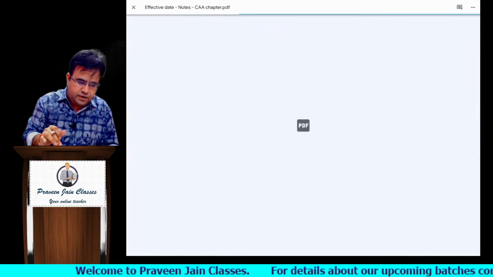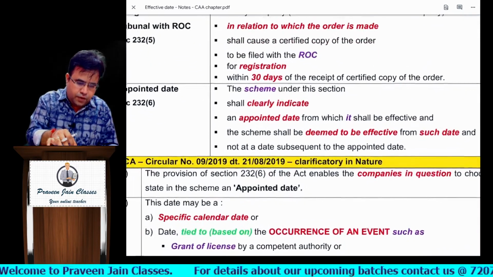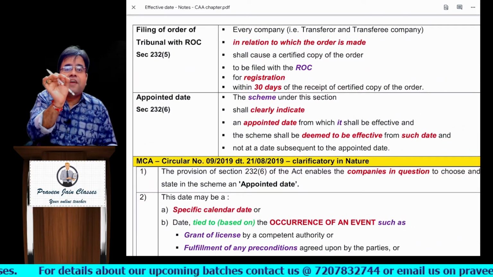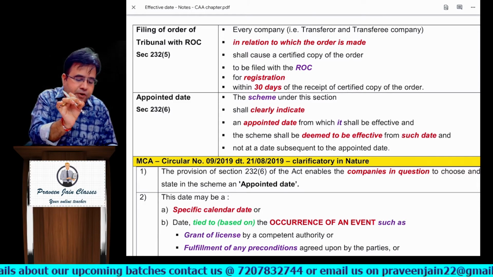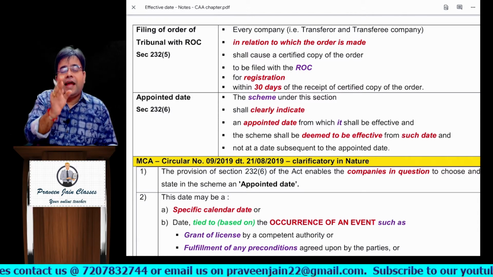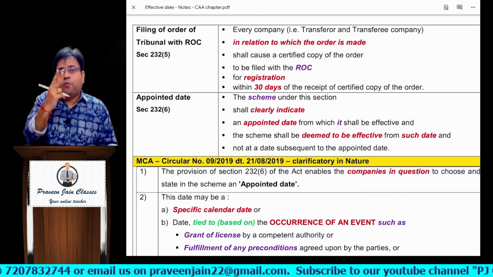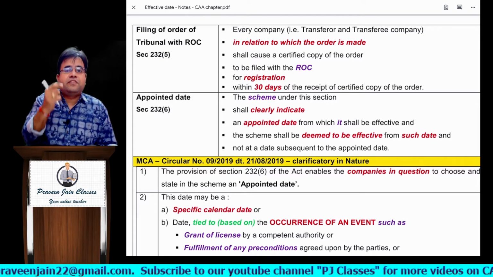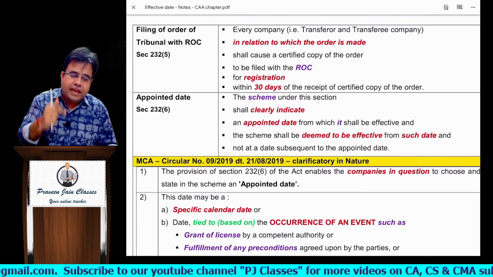So let me now go with this. Section 232 subsection 6 was clearly saying what, sir? The appointed date should be clearly indicative. Now my question to you is, I have shown you two schemes, sir. In both the schemes, don't you think the exact date was not mentioned? What was mentioned, sir? A date which is based on an event.